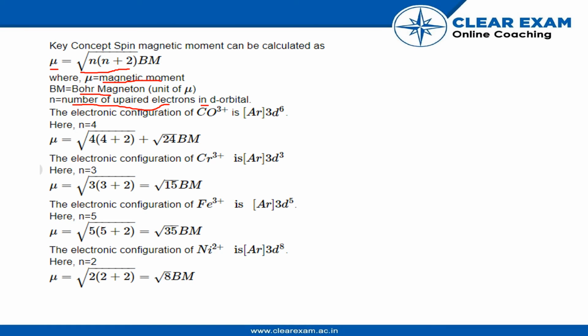The electronic configuration of Co3+ is Ar 3d6. So n is 4, which is 4 unpaired electrons in the d orbital. So mu is accordingly root 24.